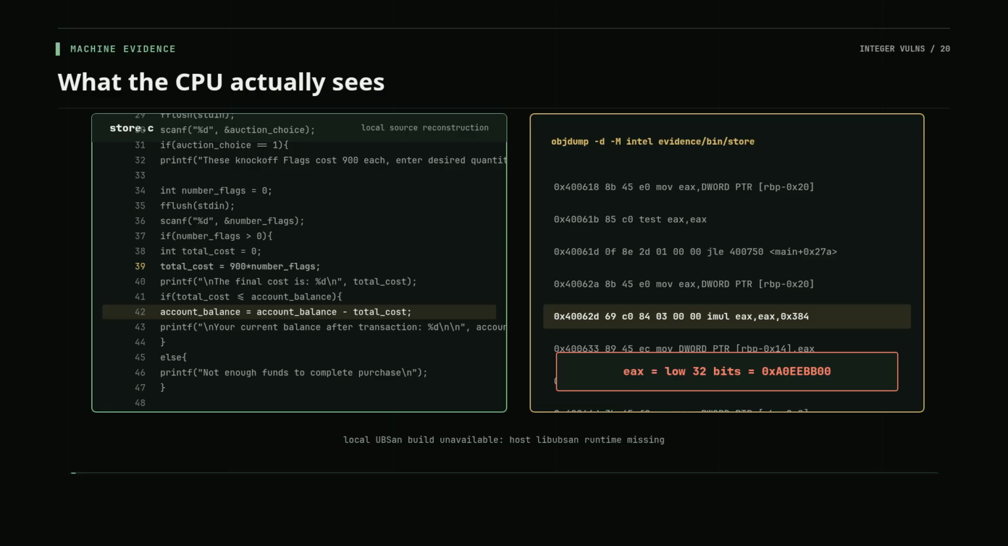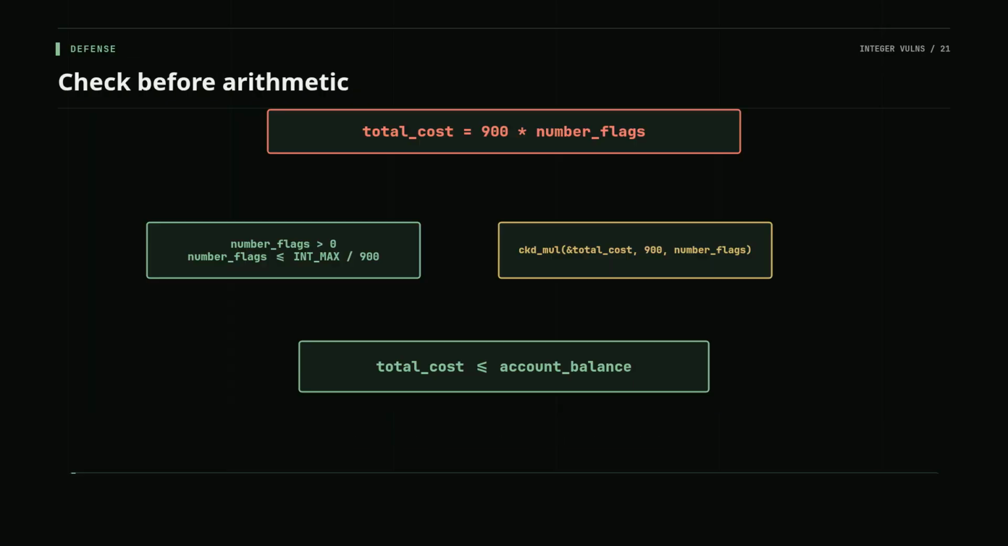We also attempted the optional WebAssembly build. The host linker is missing its runtime, so there is no sanitizer transcript here. We showed that limitation instead of making one up. The fix is not to use a bigger integer and pray. Bigger containers only move the wall farther away.